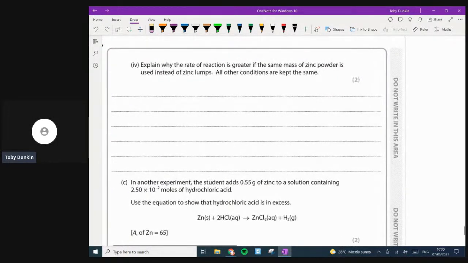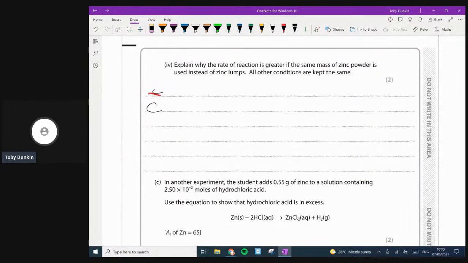Next, explain why the rate of reaction is greater if the same mass of zinc powder is used instead of zinc lumps. All other conditions kept the same. Now I want Kick-Ass R. Knowledge, I would actually write that in the sideline. Knowledge, collisions, activation energy, successful, rate.